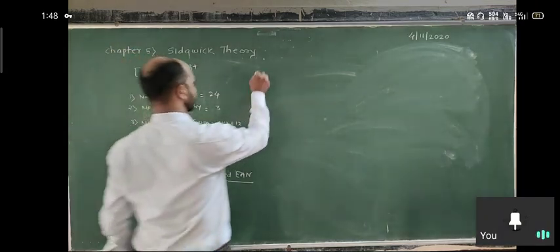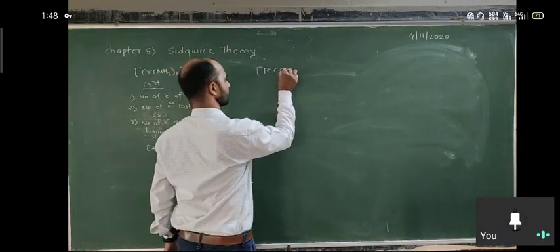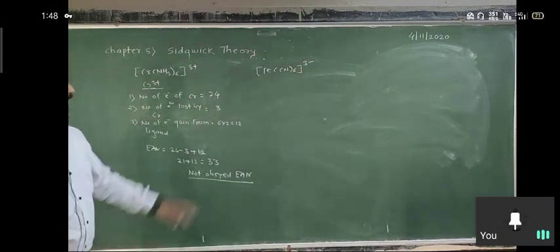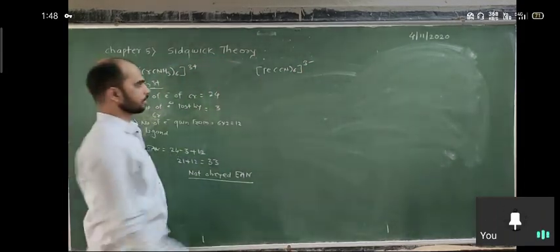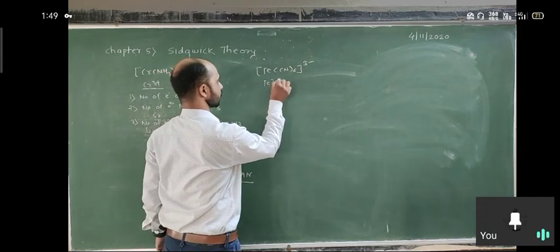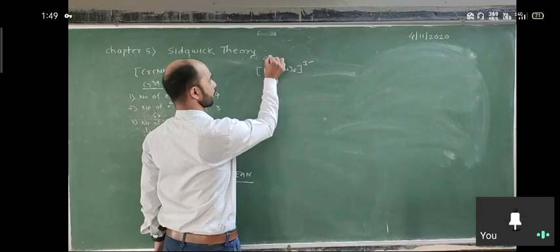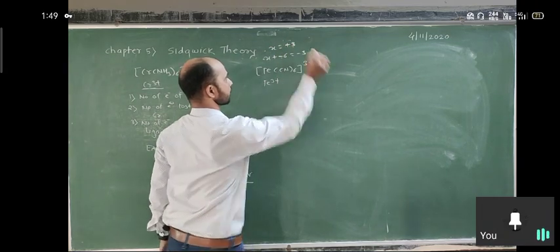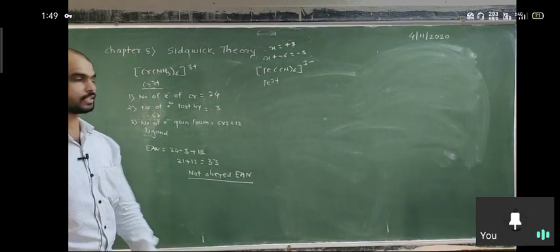[Fe(CN)6]3−. So again, first find the oxidation state. Here Fe is present in the +3 oxidation state. How? You can calculate: x plus (−6) is equal to −3. That means x is equal to +3. Okay, you should be able to calculate this.